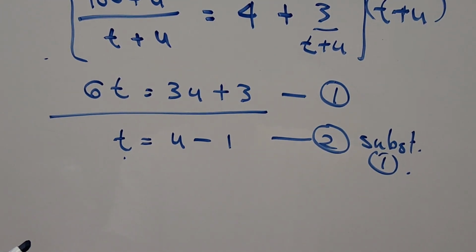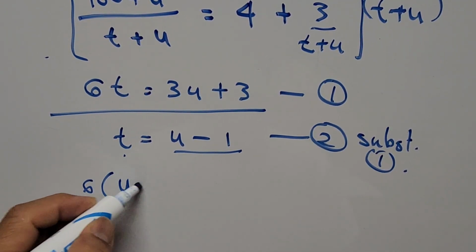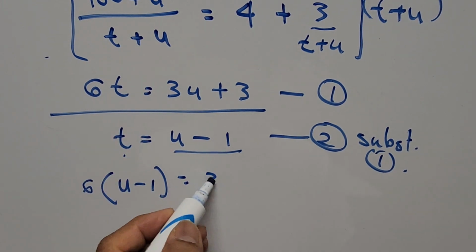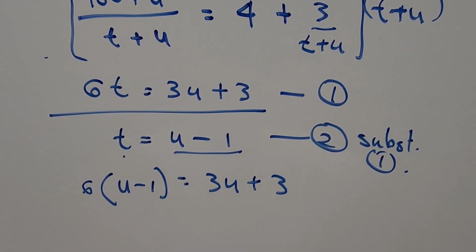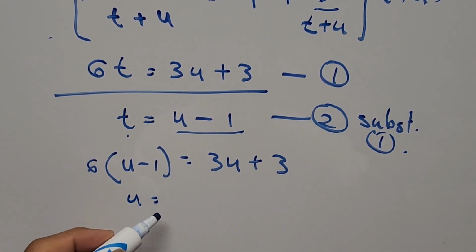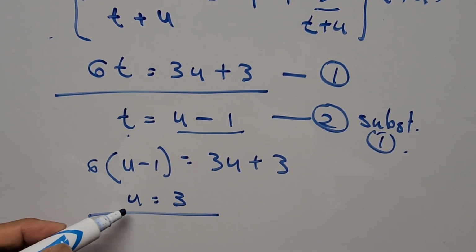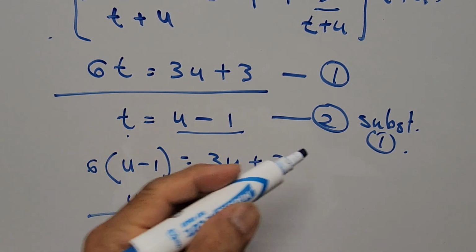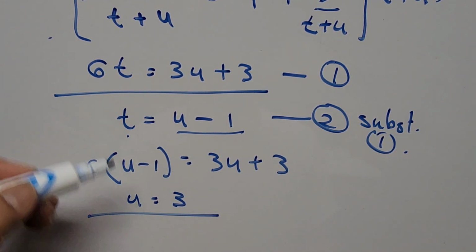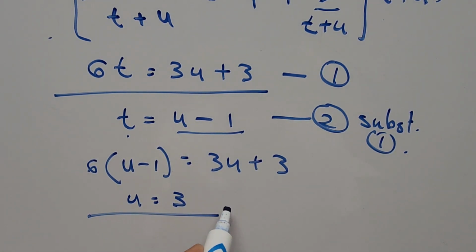So now we have 6 times the value of T, which is U minus 1, equals 3U plus 3. Simplifying this equation, we have the value of U is equal to 3. Right? So now we have the value of U. We just substitute the value of U to either the second equation or the first equation, whichever. That will be the same answer. Okay, so let's substitute this value of U to equation 2.